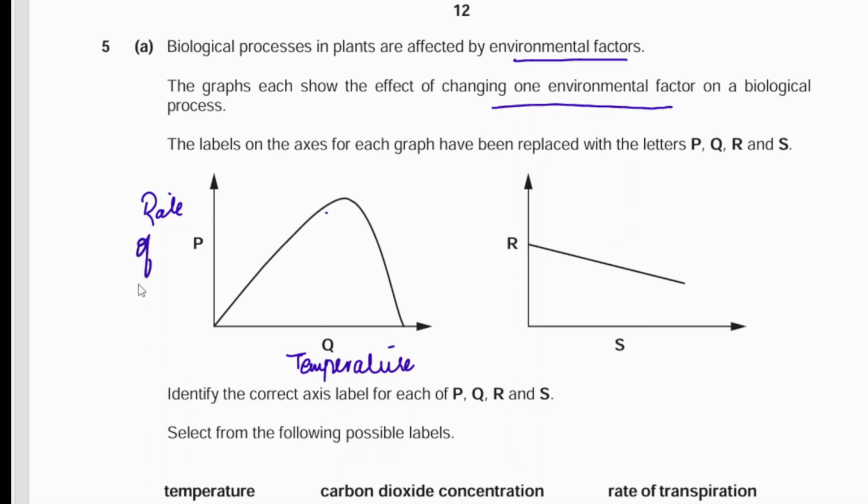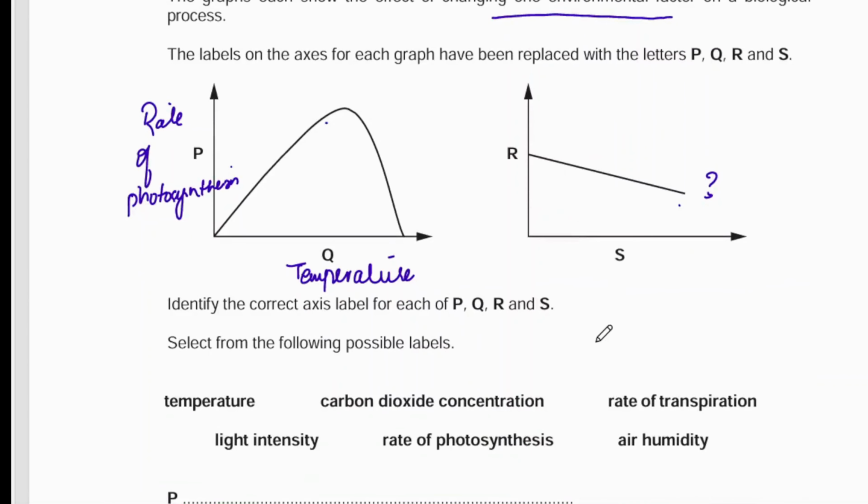Yes, rate of photosynthesis. Now the second graph is also... In the second graph, the rate is decreasing, but it's not temperature. What can it be? They have given you options, by the way. No, if the carbon dioxide increases, the rate would also increase, so it's not this. Yeah, it would be related to transpiration. What decreases the transpiration? Yes, rate of transpiration, and it's air humidity.